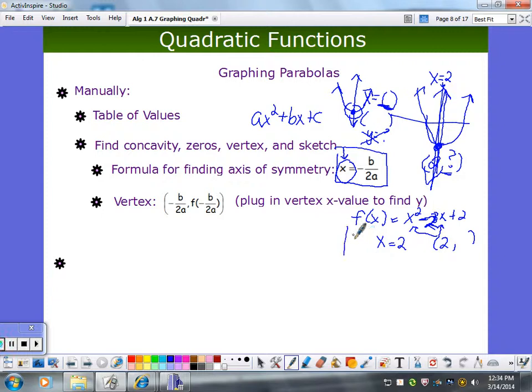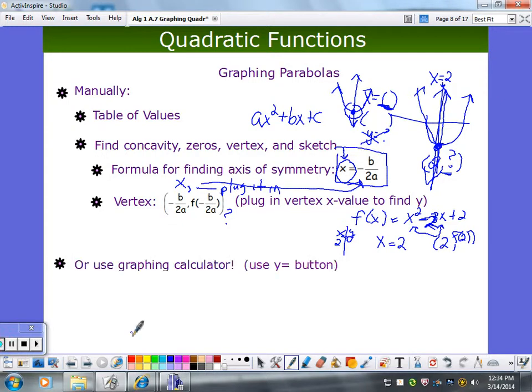Yeah, just like we have a little table. We just did this, right? The 2 goes here, plug it in, you find the y. That's what I mean by f of negative b over 2a. You're going to find f of 2, because that means plug 2 in. So the vertex, the x value is this, and the y value is plug it in.